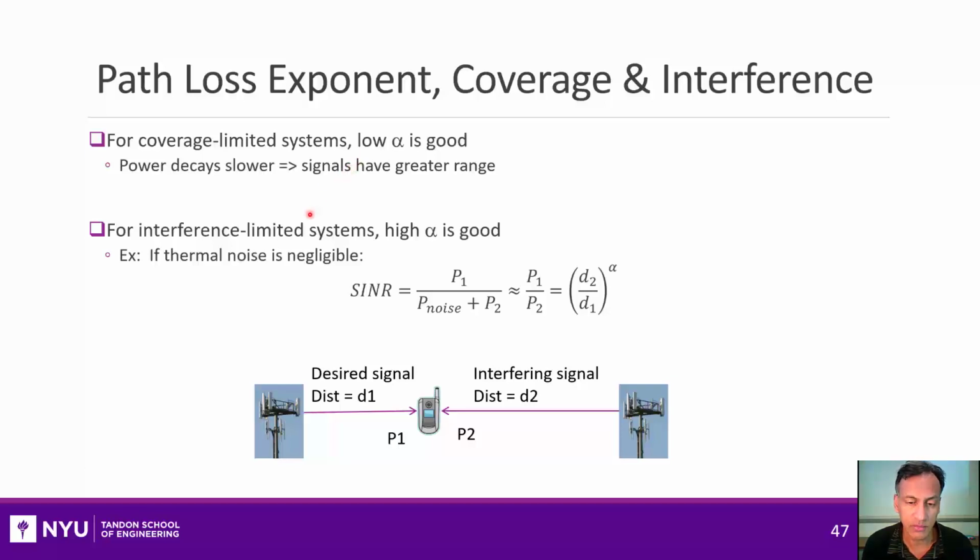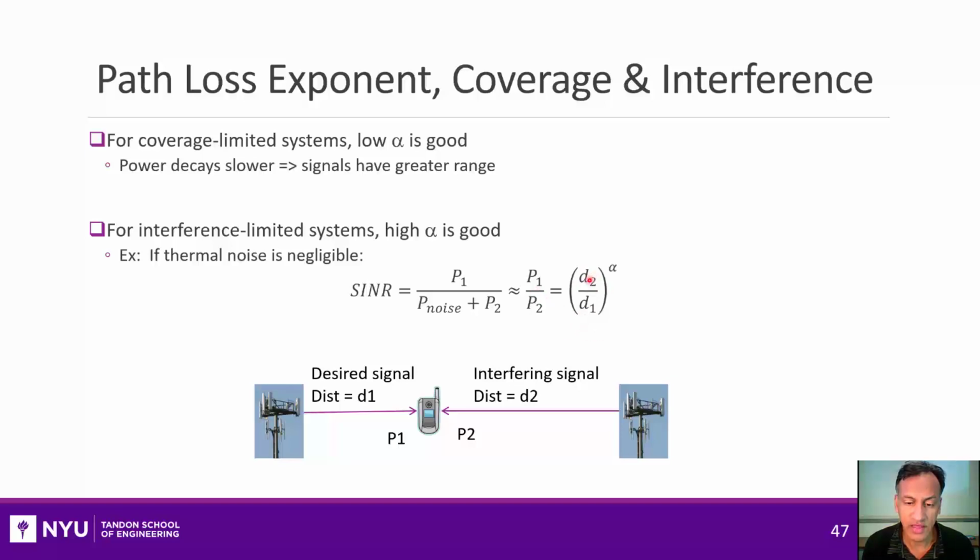Just to give you an example, suppose there's a cell phone receiving signals from 2 base stations. One is at a distance D1, and at the same time it's getting an interfering signal from base station 2 at a distance D2. In that case, the SINR will be the power from the desired signal divided by the noise and the interference. But say we're in an interference limited regime where the noise is much smaller. Then the SINR will just be P1 over P2. If these are decaying as d to the minus alpha, you get this ratio here.